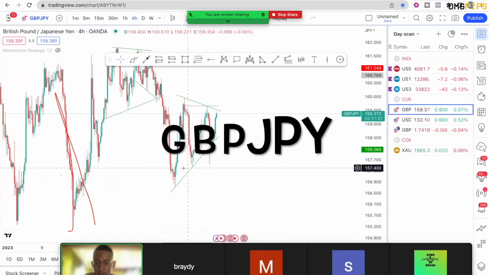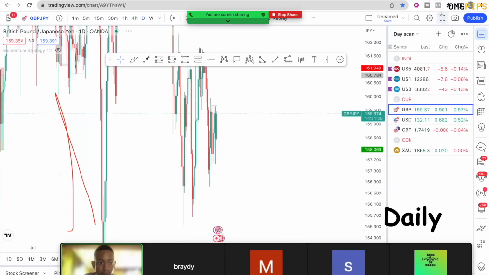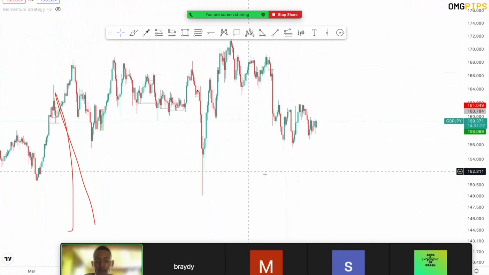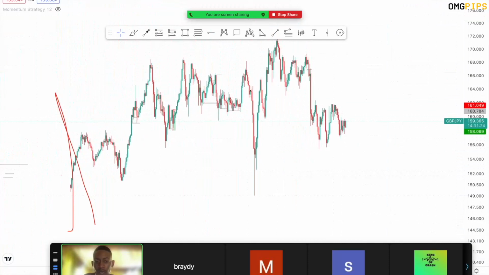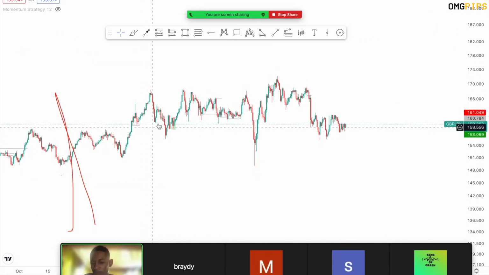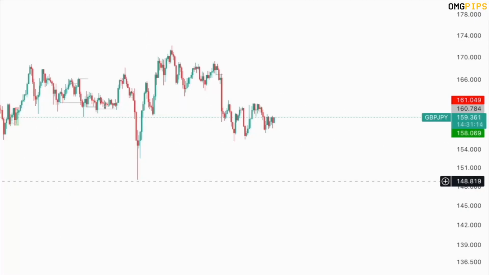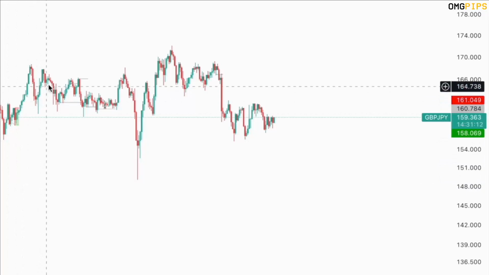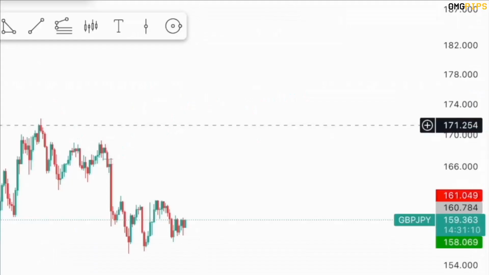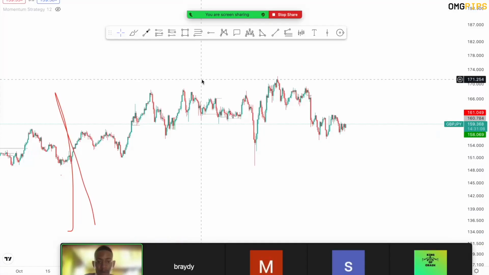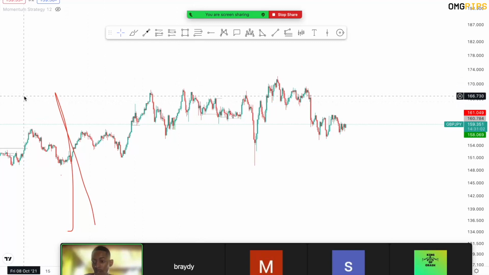It's been a while. Okay, let me start from the daily. So you can see on GBP JPY what we have here is obviously price moving upwards, but in a ranging way, because you can see price is actually ranging between here at the 148,800 level, and also just there by the 171.250 level, somewhere around these levels. That's where price has been over the last 2 years.